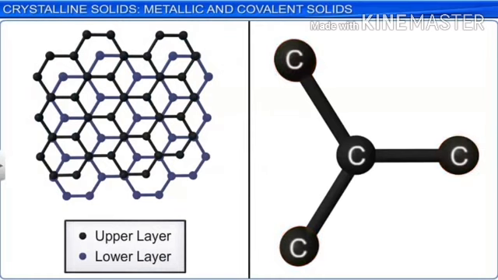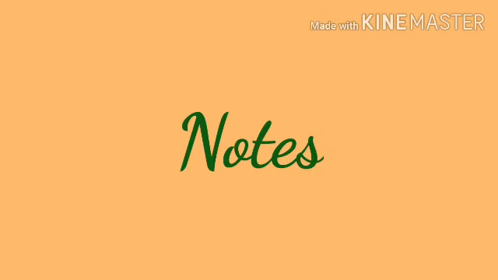So each carbon atom is bonded to three other carbon atoms and there is an extra free electron over there. That free electron is free to move also. So that movement of free electrons results in the conduction of electricity.